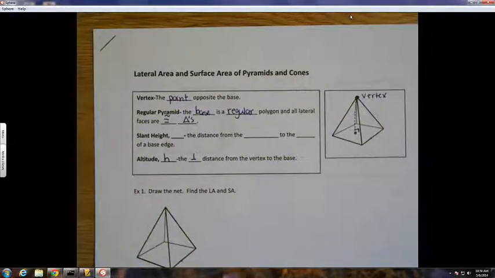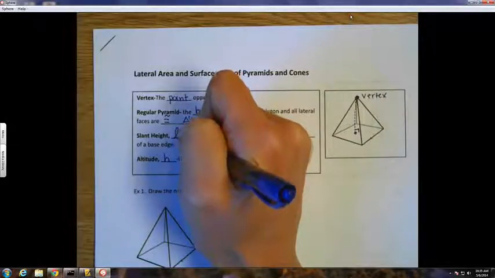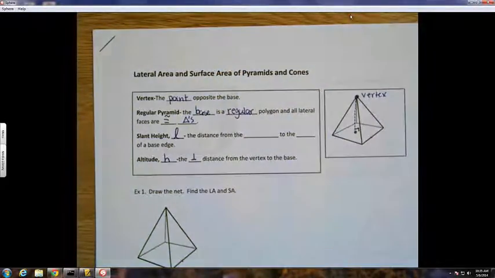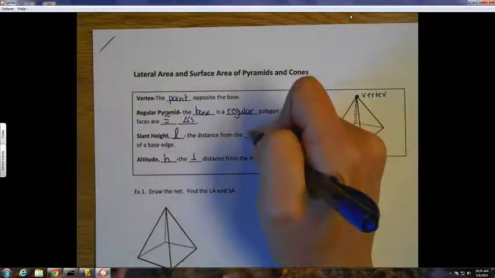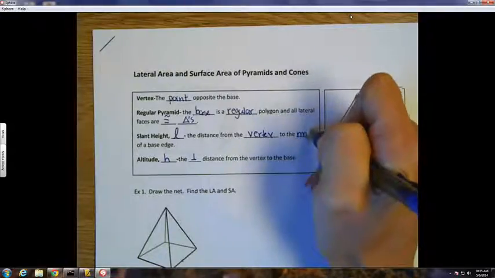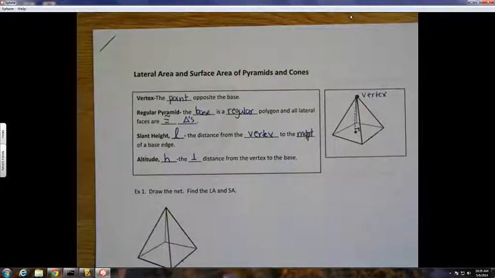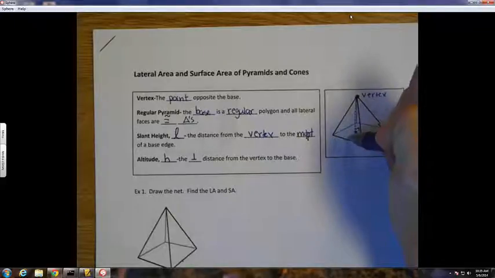Okay, now we're going back. Now we talk slant height. Slant height, they use lowercase l for slant height. Well, I'm going to make mine like the cursive l, because otherwise if I just put a line, it looks like a 1. So they use lowercase l for slant height. This is the distance from the vertex to the midpoint of the base edge. So I'm coming from the vertex to a midpoint, right down the middle of the triangle. That's your slant height.